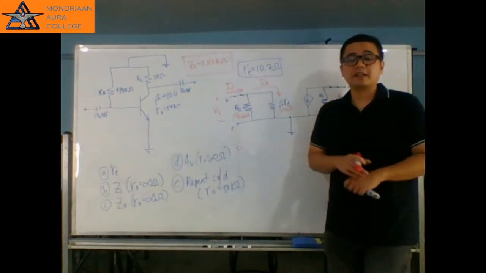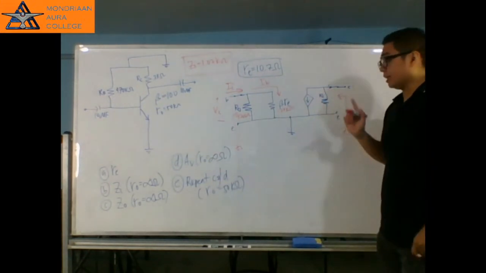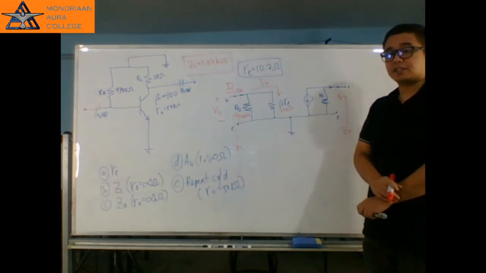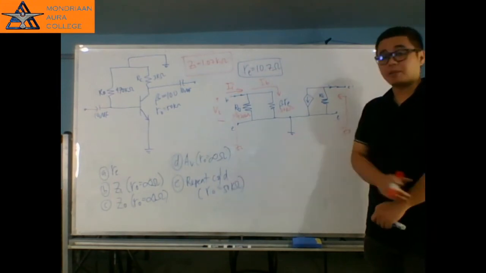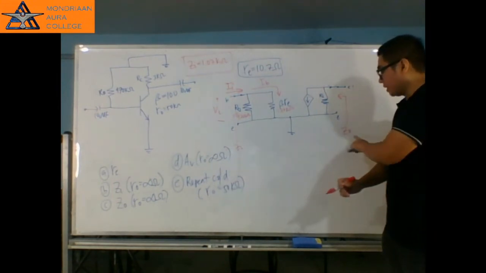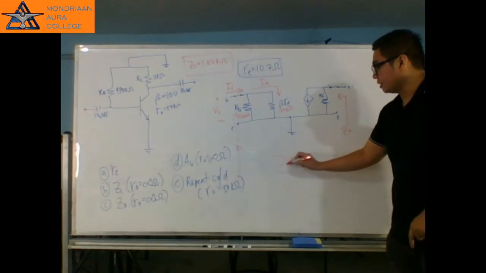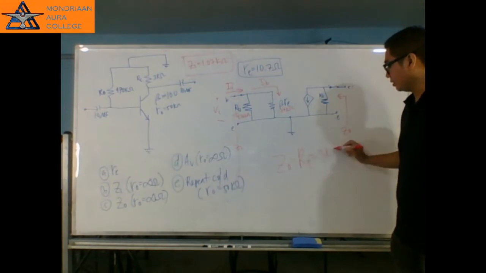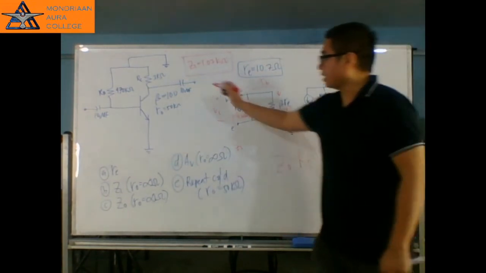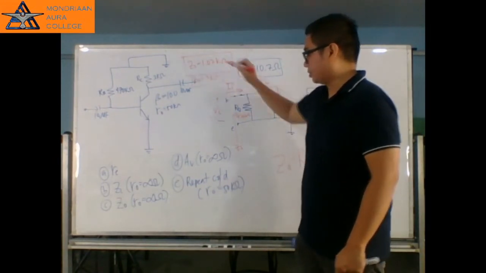Hindi ba't ang equivalent ng infinite na resistance ay open circuit? No? So hindi na natin kailangan ilagay yung ating output resistance para ma-solve yung output impedance natin. Kasi nga infinite yung assumption natin for letter C. Ano bang nakikita natin dito sa ating output impedance? No? Ang nakikita lang natin dito is R sub C. Therefore, Z out is equal to R sub C equals 3 kilo ohms. So let us write it here. The output impedance is equal to 3 kilo ohms.